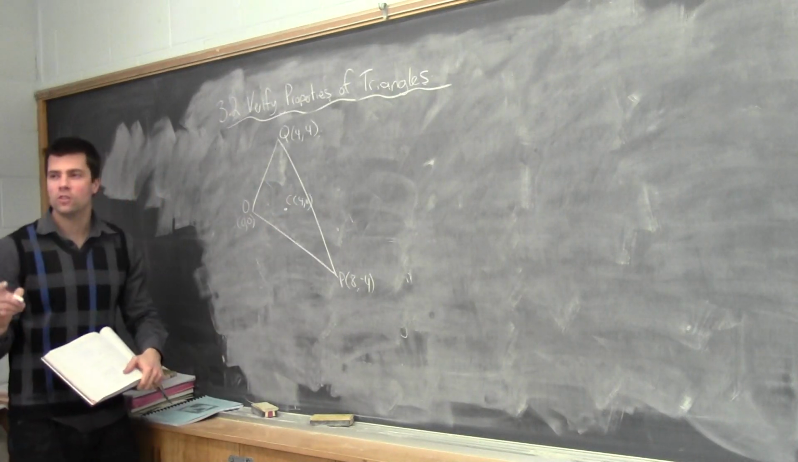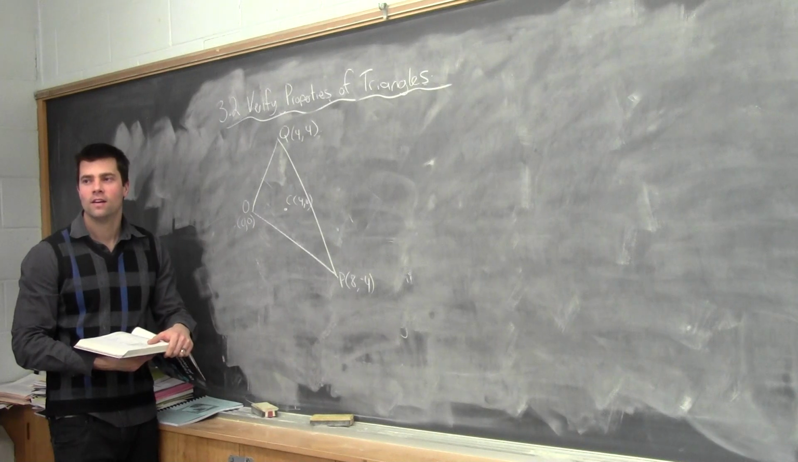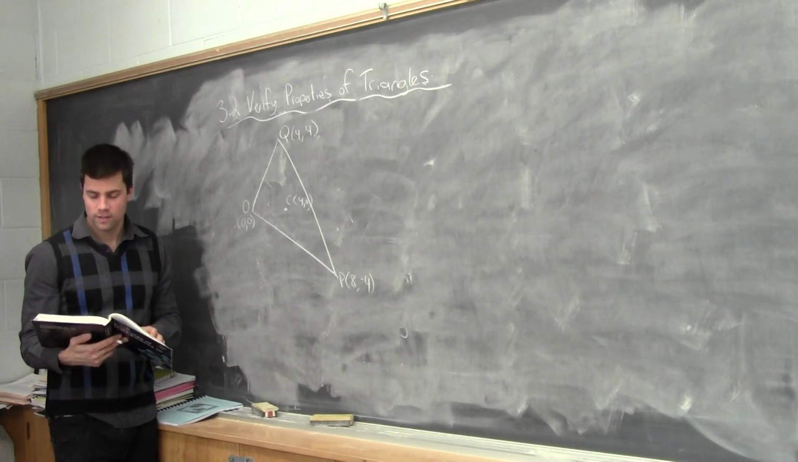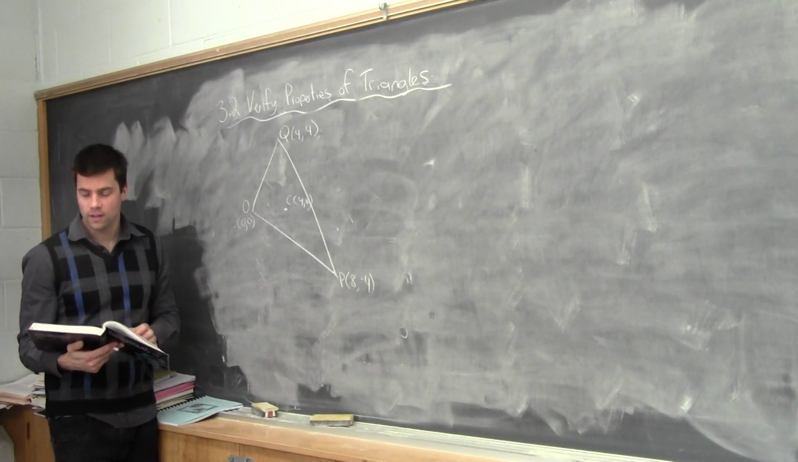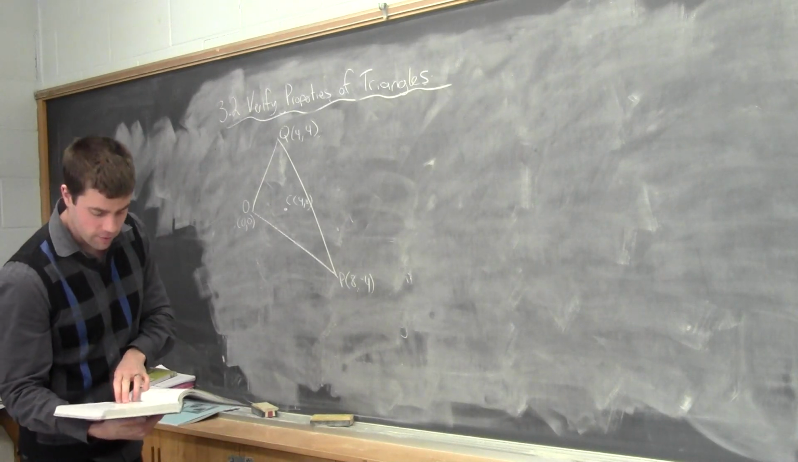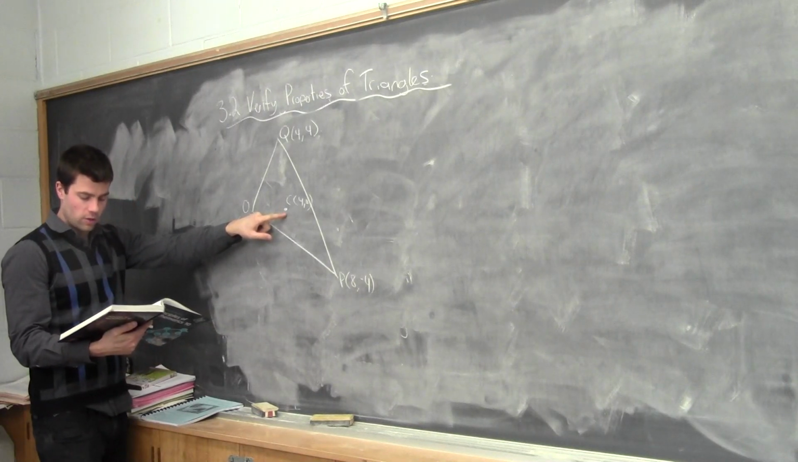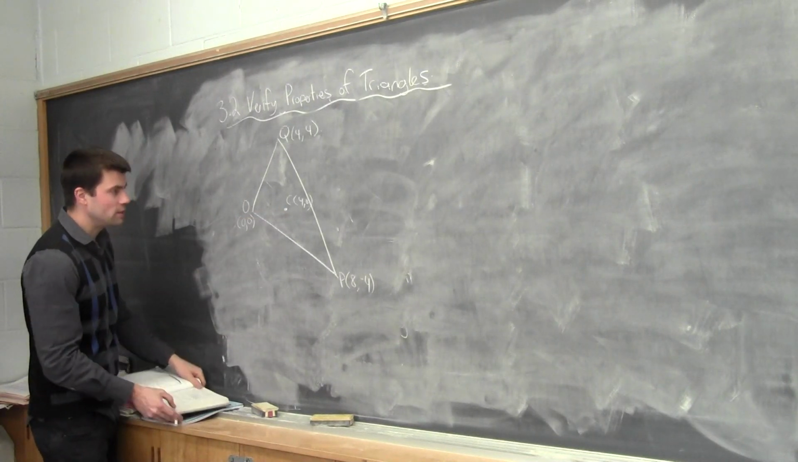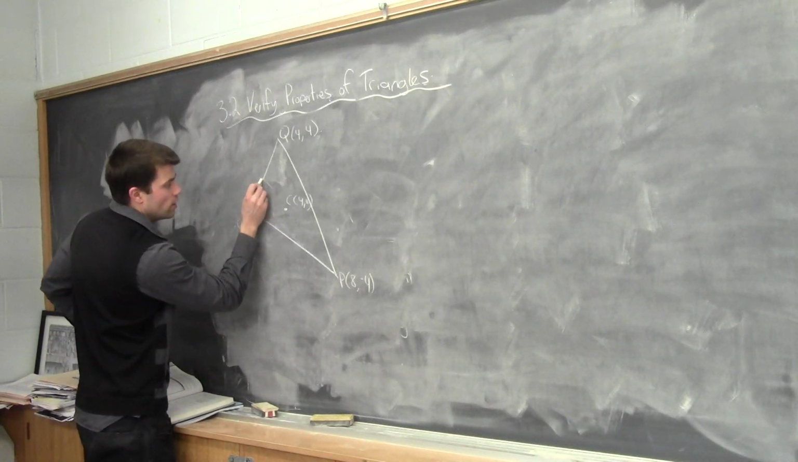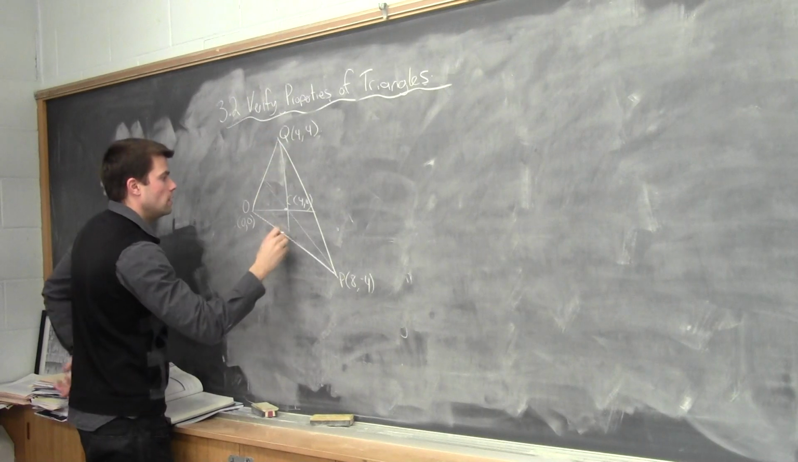And what's a median again, Jonathan? A line from a vertex to the midpoint of the opposite side. Excellent. Good. That's a median. Great. So now it's asking us to verify that this point, C(4, 0), is the centroid. So we know by definition the centroid is where the three medians intersect.